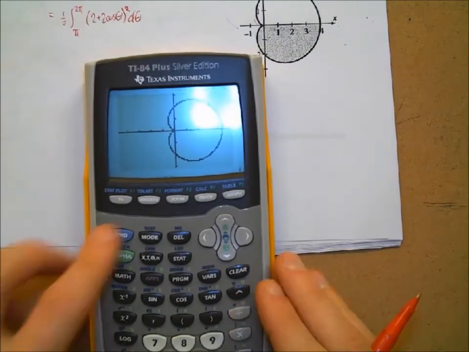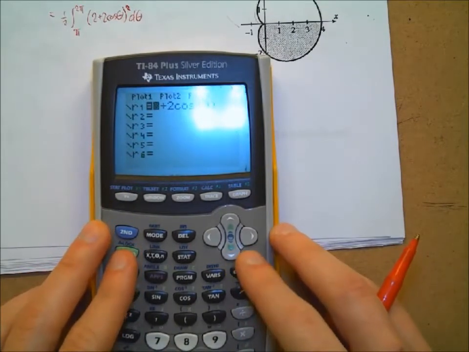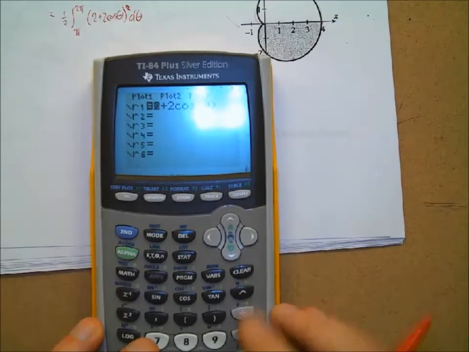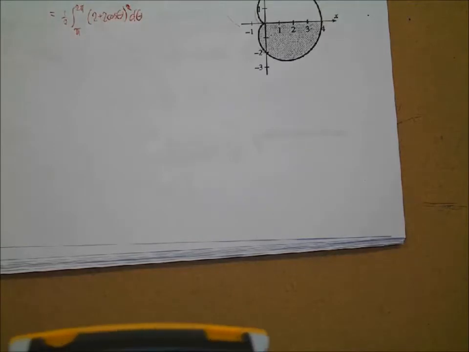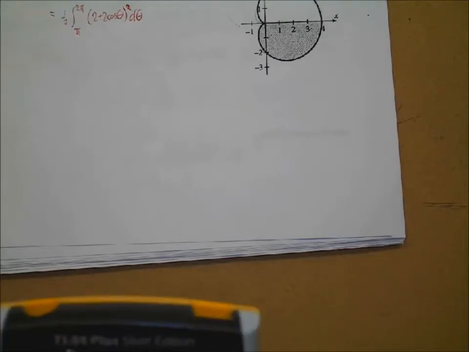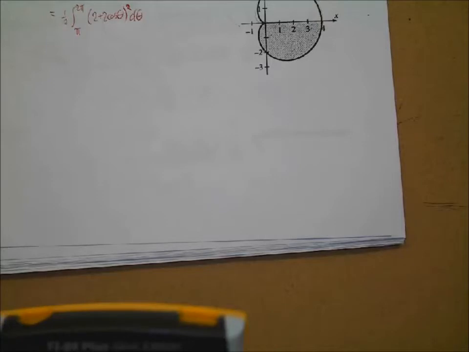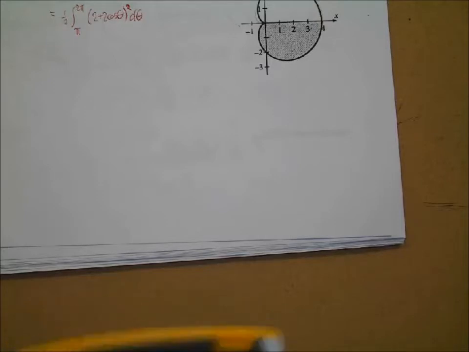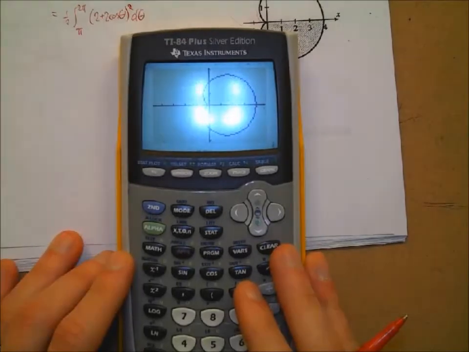But now let me show you here an alternative to that, right? So what if I had changed my graph here? Instead of 2 plus 2 cosine theta, I'll change it to -2 plus 2 cosine theta, and graph that. There you go. Okay. So here is a different curve, okay?